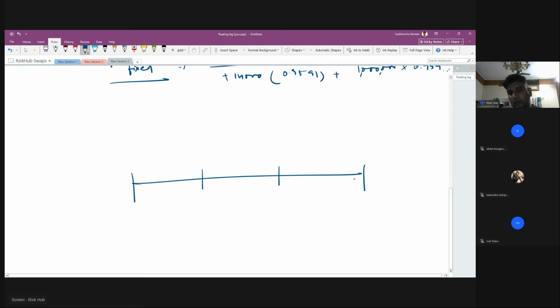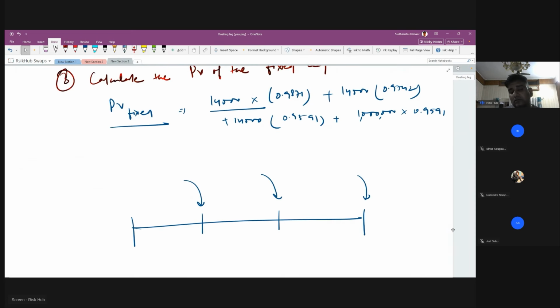Your 18 month, 3 coupon. One is coming here, one is coming here, one is coming here, right? So basically, but now why have I taken 4 values? The point here is very simple, because here my discount factor was 0.9871, here was 0.9742, here was 0.9591. Cash flow here was 14k, here was 14k, here was 1000k, which is 1 million, which was coming, right? Basically 1000k which was coming, plus 14k was all coming, right?